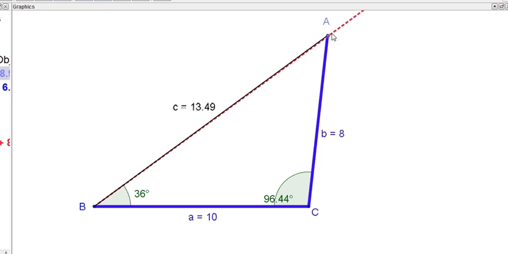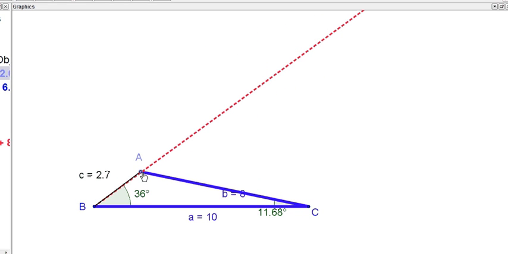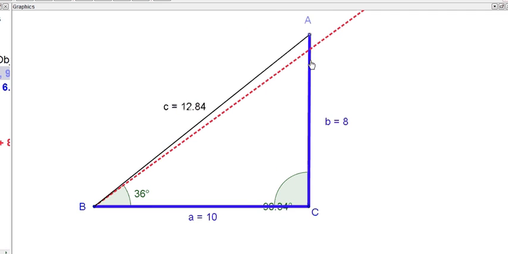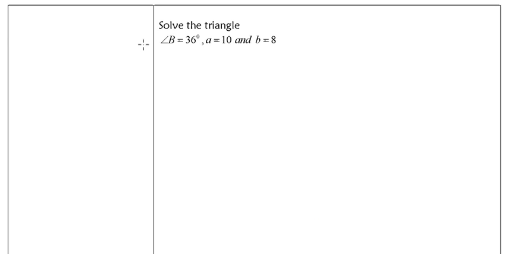Now, the issue is that that's not the only possible triangle with these specifications. If we were to take point A over here and move it all the way down, notice that we still have those same specifications being met: angle B is 36 degrees, side B is still 8 units, and side A is still 10 units. However, side C and angle A are going to be quite a bit different. So let's look into why that is, because I think it ends up being pretty interesting. So let's take a look.